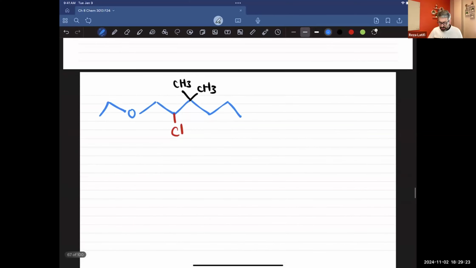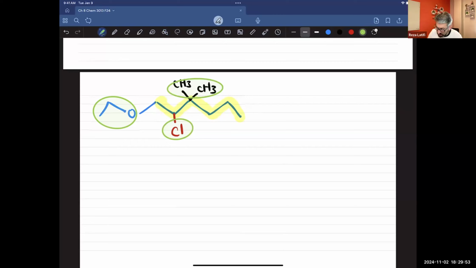Let's keep practicing more examples. What do we have here? We have two methyls and one chloride, and also we have an ether. Let's find or highlight the main chain. Okay, this is the main chain. Next step, we're going to highlight all the substituents. That's one substituent. This is the second substituent. And here I have two substituents there.